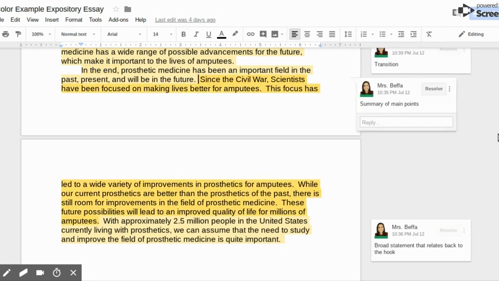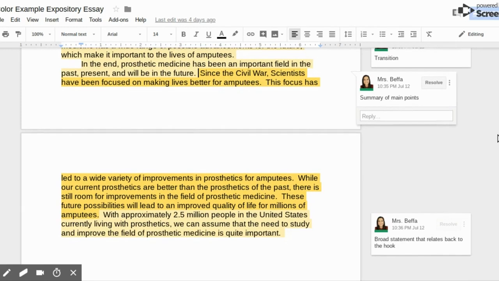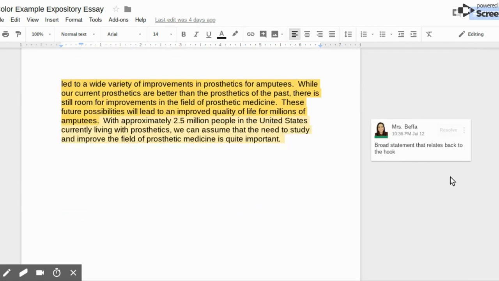Then we're summarizing the main points again, that it was important in the Civil War in the past, that the changes have made things better for people today, and that hopefully they will continue to be better in the future, and they are important for amputees.